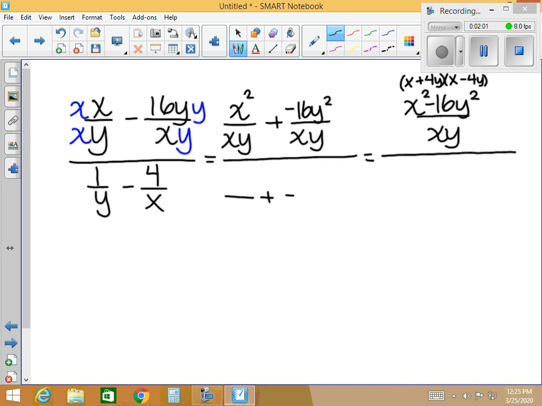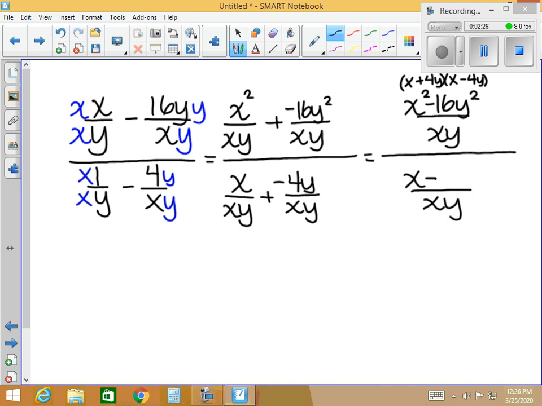When we come back here to the other one, the common denominator is the same: x times y. Also very similar to up above, I need the x on the bottom, so I have to put it on top as well. Here I need y on the bottom, so I have to put it on top as well. And when we combine the tops together, we get x minus 4y over xy.